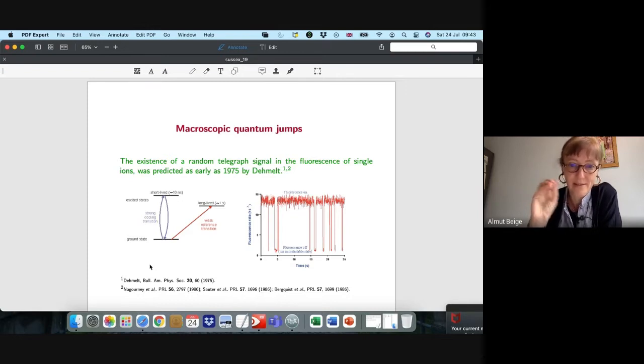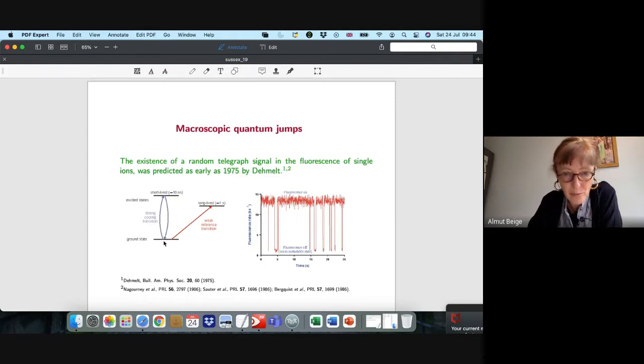It's sitting there, and then you can apply laser driving, and you can look at the photons that are coming out. And what Beige predicted was that if you have a ground state and an excited state that decays very quickly and emits photons very quickly, and you drive it strongly, then what you expect is a constant stream of photons coming out of the system.